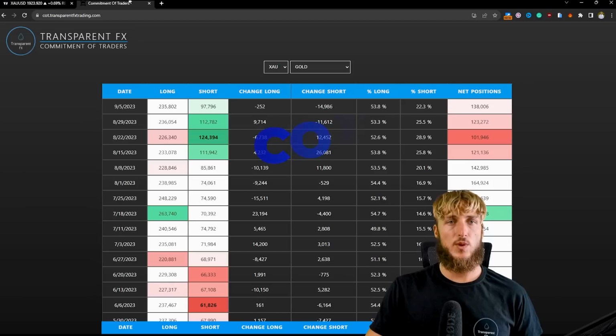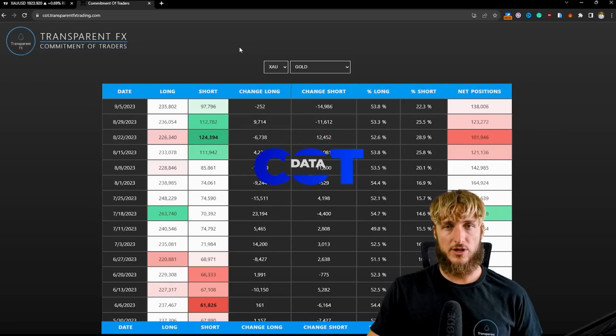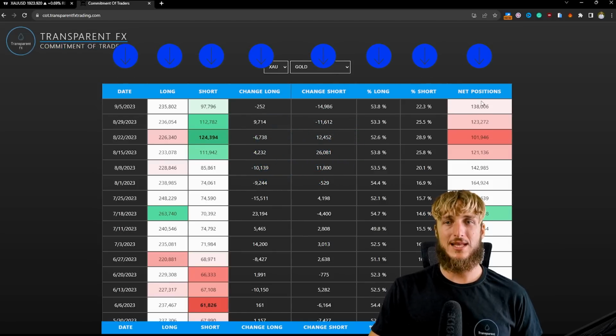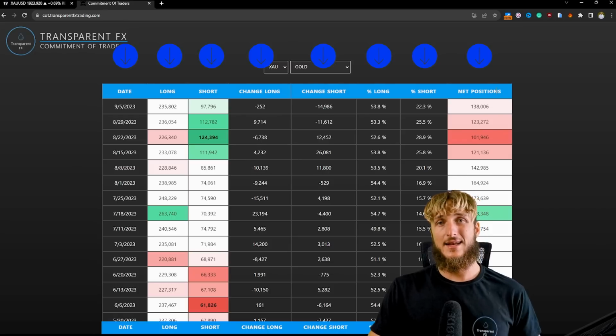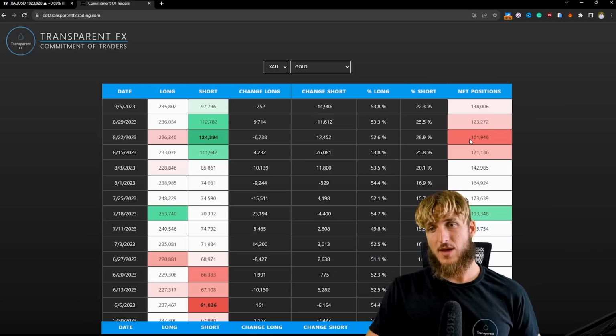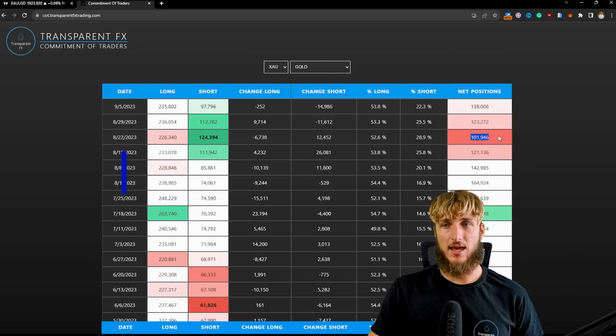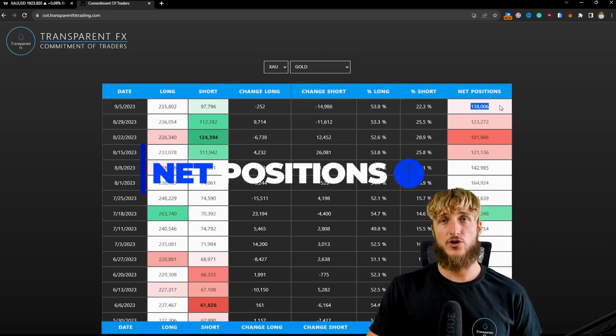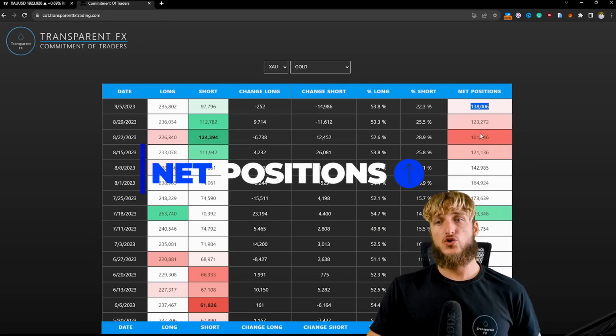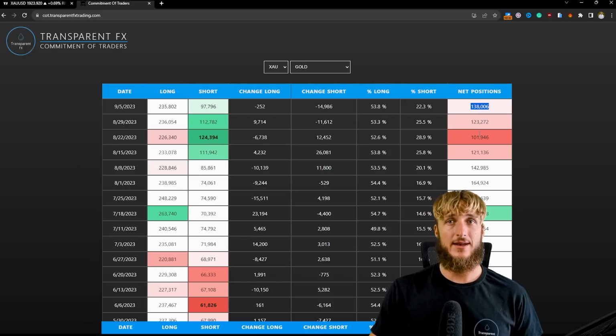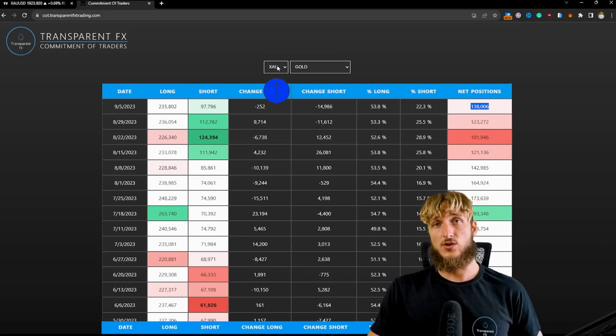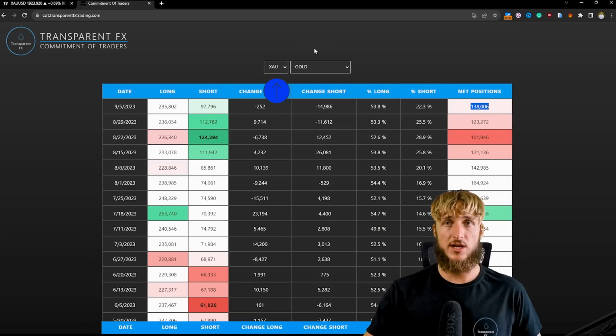Now, if we go and see what we have when it comes to the commitment of traders, the COT data, to check what institutions are doing, we can see how with the last reports, we have started seeing net positions getting increased once again. We went from having 101.9k net positions all the way up to 138k net positions, showing a strong increase of the net positions, which makes gold stronger.